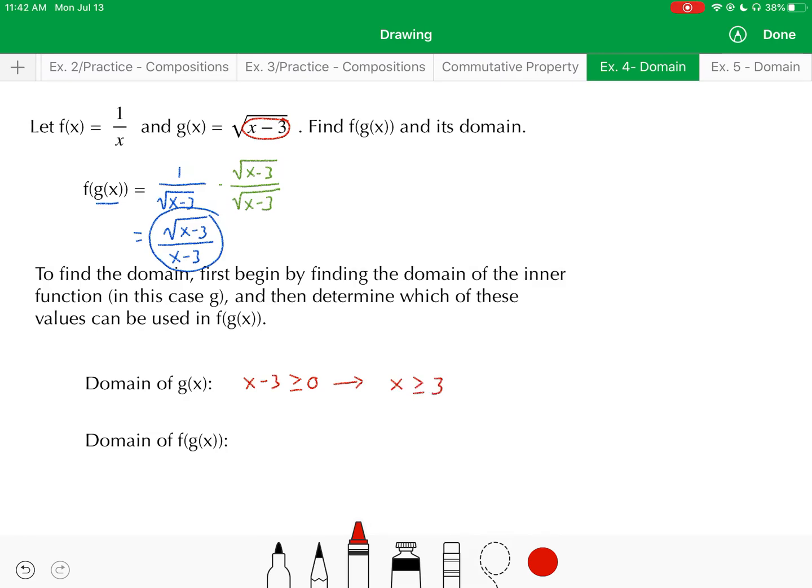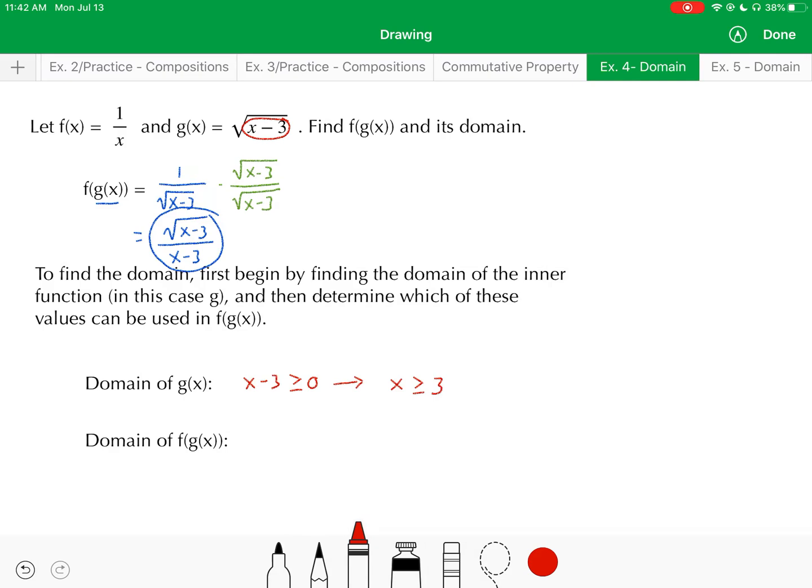Understand what this means in terms of the composition f of g of x. These values of x that are greater than or equal to 3 are the only numbers that, when you plug them into g, will give you a result to then plug into f. Any number that is not greater than or equal to 3 will not give you a result to plug in as an x value in f. So at the very least, the domain of f of g of x has to be any number greater than or equal to 3.